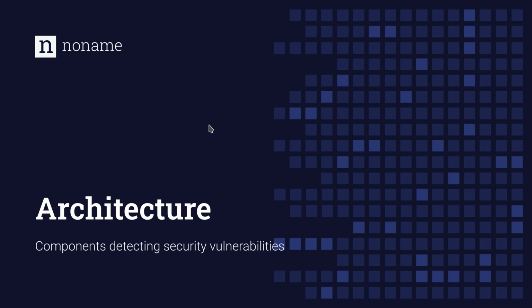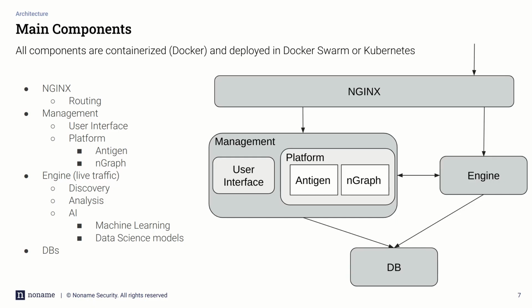Let us continue by talking a little bit about architecture. In particular, I like to identify the components that are responsible for detecting security vulnerabilities. That is, all the different findings, incidents, and so on. So this is a simplified version of the no-name platform architecture.